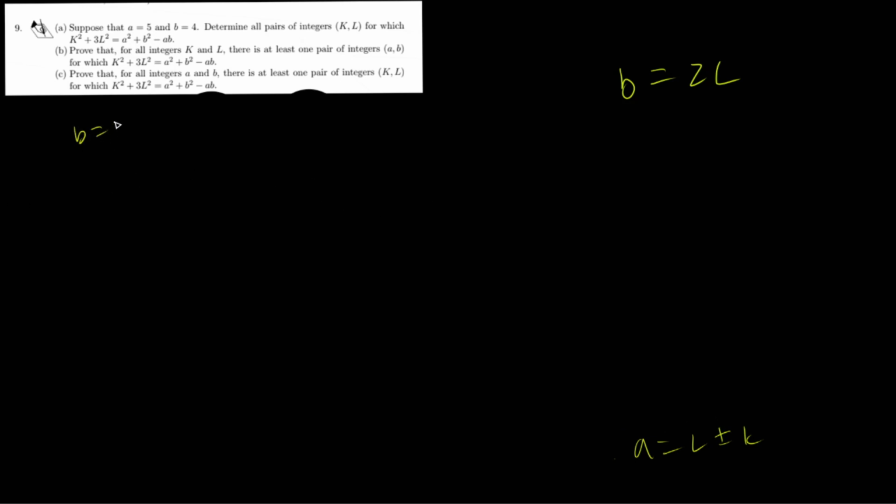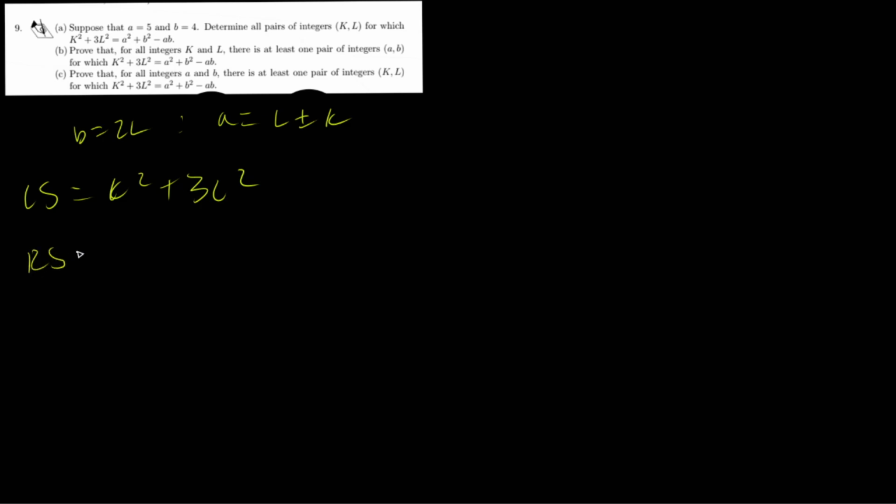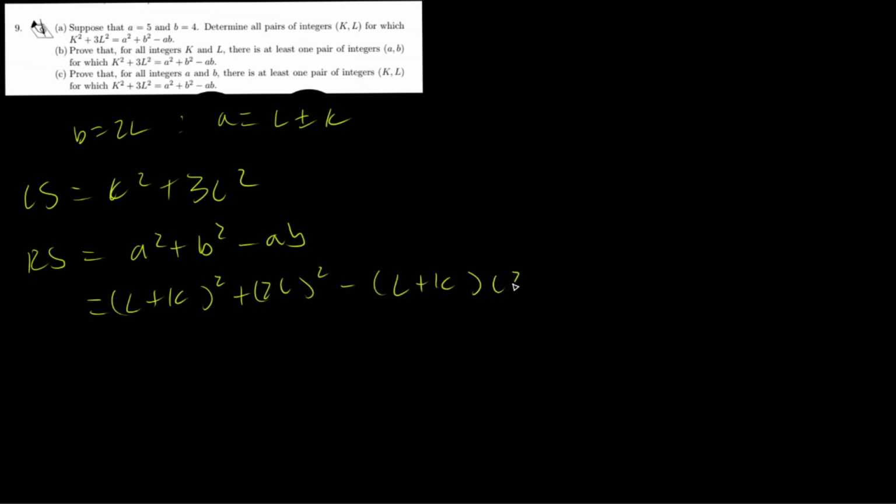So b equals 2l, and then a would equal l plus or minus k. And if we do that, then we see something cool happen. Let's say our left-hand side equals k squared plus 3l squared. Our right-hand side equals a squared plus b squared minus ab. If we substitute l plus k back in, we get l plus k squared plus 2l squared minus l plus k times 2l.